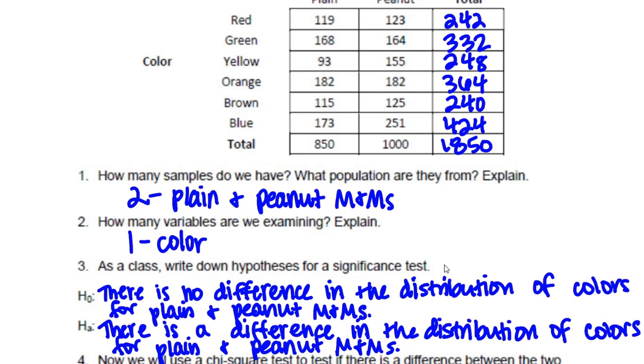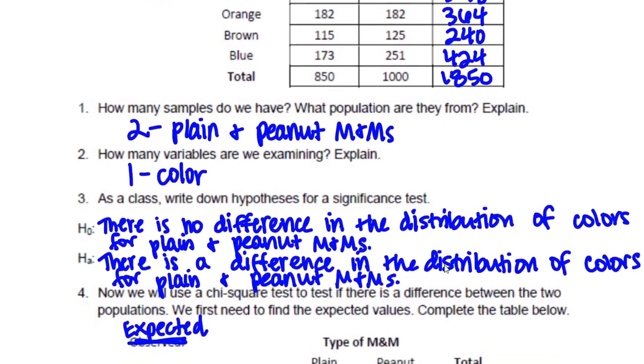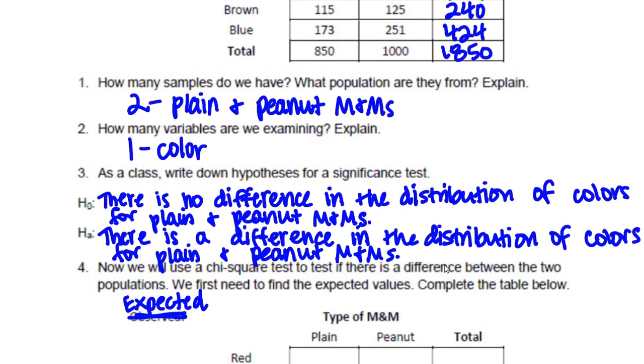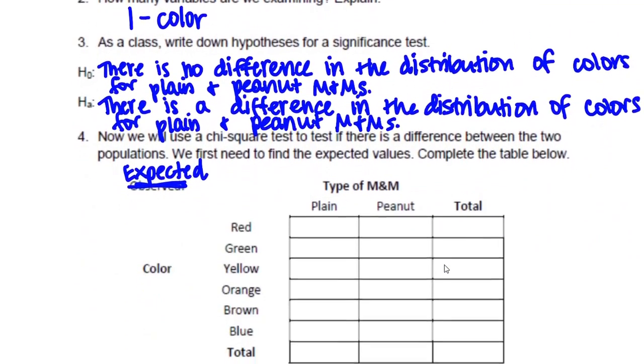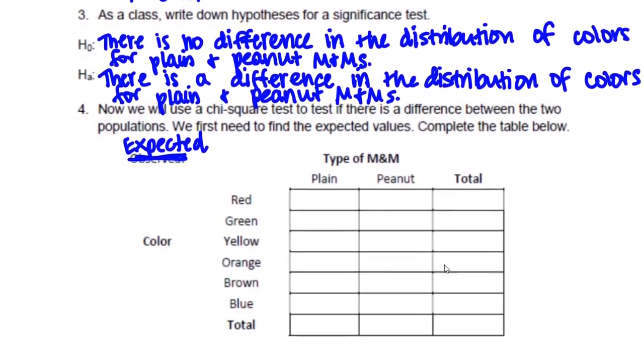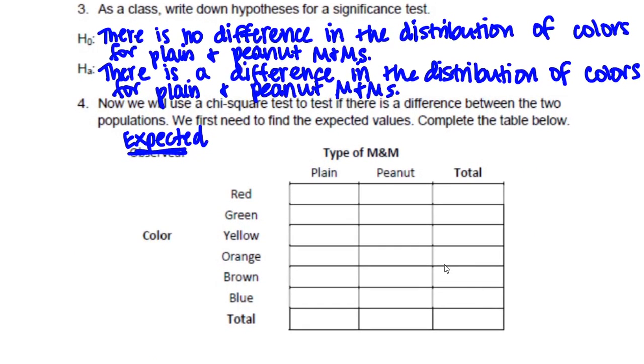All right, number 4, we're going to use a chi-square test to determine if there's a difference. So we need to get the expected values. I did make a mistake on this worksheet. It says observed again when I copied the table over, so make sure you cross that out and put expected. And then what we have is an empty table. If the null is true, remember, we always assume the null is true to do our expected. The null says there's no difference in the distribution of colors for plain and peanut M&Ms.